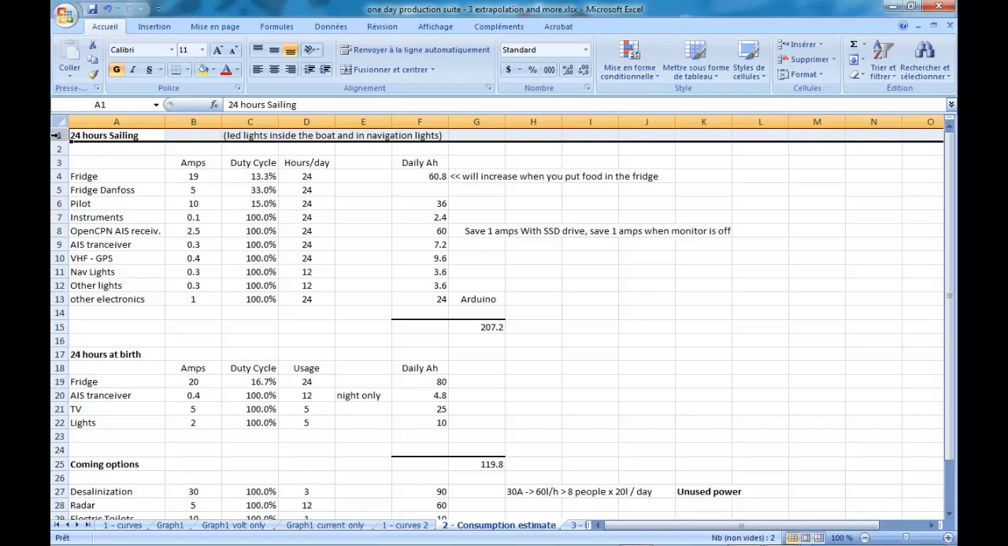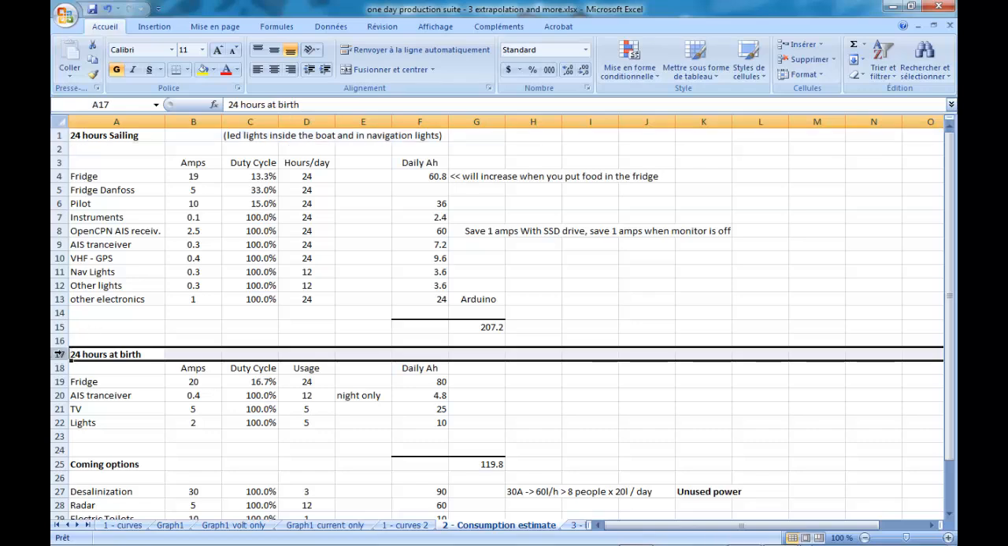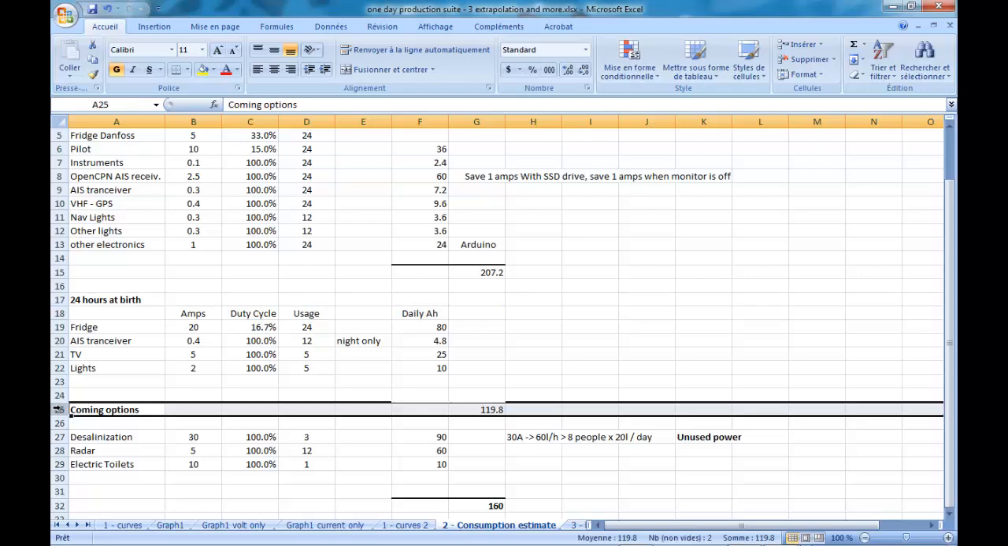Now the second option is you are at berth and you're just sitting there enjoying your time near the beautiful island. So much less trouble, of course, and also much less consumption. Optional extras: the radar, the toilets, and the desalinization system.